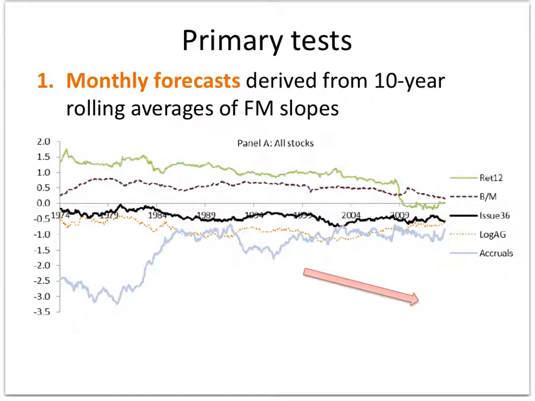So the first test, we look at the monthly forecast expected stock returns derived from 10-year rolling average of FM regression slopes. The figure in the slide shows how the slope on selected characteristics, those are the risk factors identified, change over time. So we can see the magnitude change over time for all those risk factors, but not the sign. If it's positive, it stays positive. If it's negative, it stays negative.